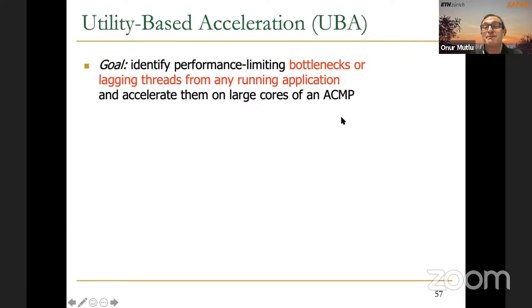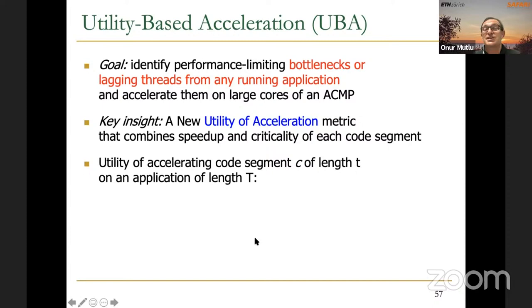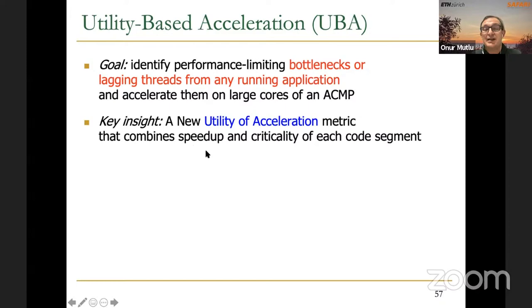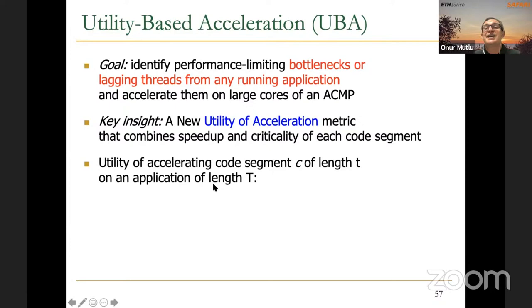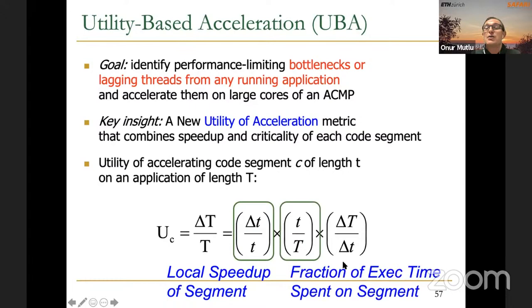And the key insight is a new metric, basically. There's a utility of acceleration metric that combines speedup and criticality of each code segment. I'm not going to go through how we exactly compute it because it takes some time, but you can imagine how you can express it. The utility of accelerating code segment C of length T on any application of length large T can be expressed as the utility of code segment, which is delta T over T. It's going to be a bit confusing, but let's break it into components. There's a local speedup of the segment: if you accelerate the segment, how much local speedup do you get? And what is the fraction of execution time spent on the segment as part of the entire application? How important is this segment?